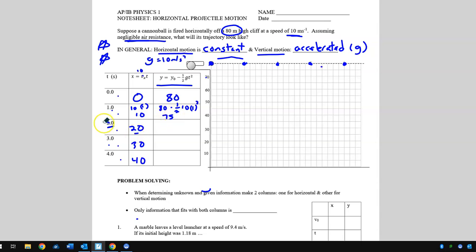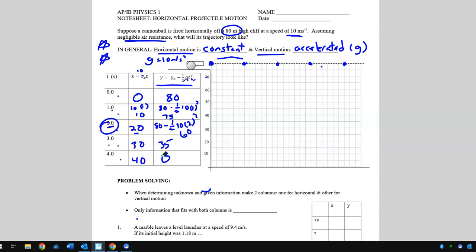If I do it after 2 seconds, I'm going to do 80 minus 1/2 of 10 times 2 squared. 2 squared is 4. 4 times 10 is 40. Half of 40 is 20. 80 minus 20 is 60. Okay, now if I do the same thing, and I'll leave it to you to verify it, after 3 seconds, 3 squared is 9, 9 times 10 is 90, half of that's 45, 80 minus 45 is 35, and then after 4, 4 squared is 16 times 10 is 160, half of that is 80, 80 minus 80 is 0. In other words, we hit the ground after 4 seconds.